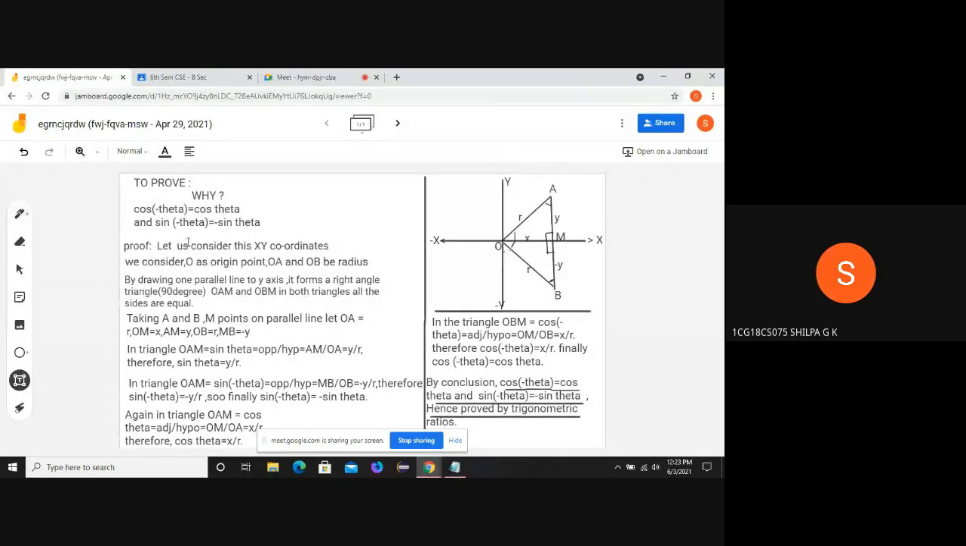Yes, good morning to all. Today, I am going to prove why cos minus theta is equal to cos theta and sin minus theta is equal to minus sin theta.